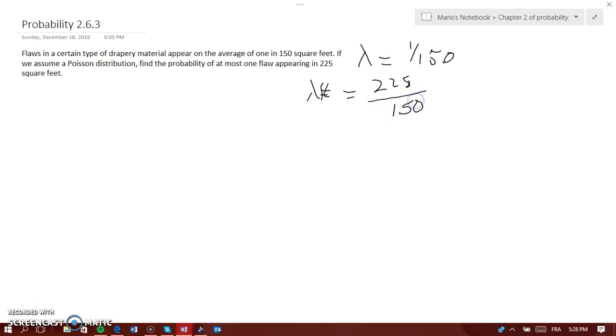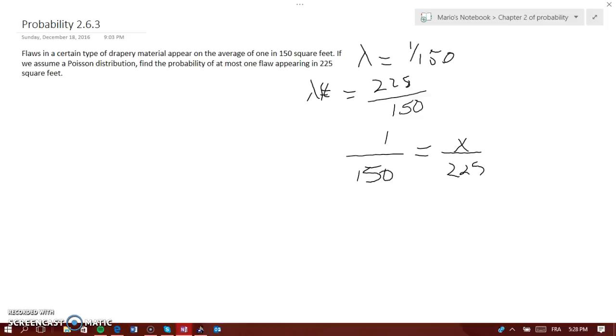Now, I'm going to say this. If there is one flaw out of 150 square feet, then we need to find the probability that in 225 square feet, how many flaws we are going to find. So basically, this is what it is. They're asking you, what is x if you have 225 square feet?